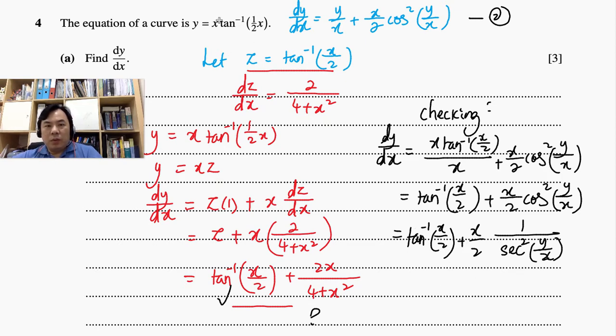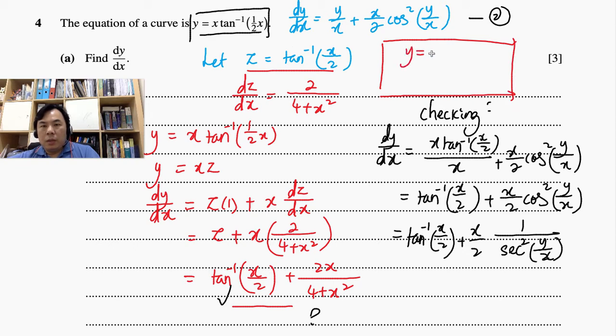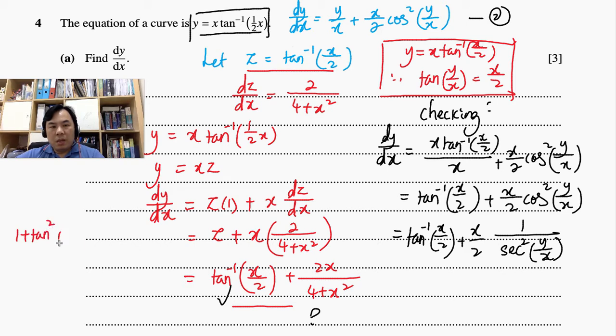Okay, we know that from here itself, I'm going to write down here for reference. So we know that y is equal to x tangent x over 2 here. Therefore, tan y divided by x must be equal to x over 2. You can see that this is actually x over 2. And then by using the trigonometry identity, 1 plus tangent square theta is equal to secant square theta, I can conclude my answer now.